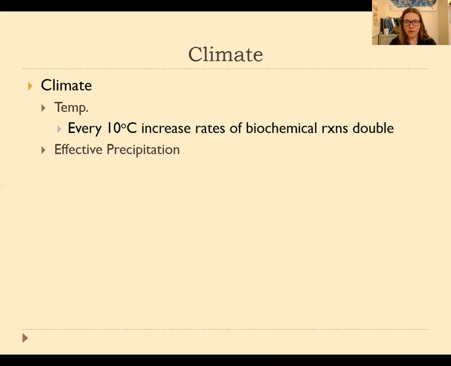So we might have plants photosynthesizing twice as fast, but we're also going to have different microbes decomposing organic matter in the soil twice as fast.